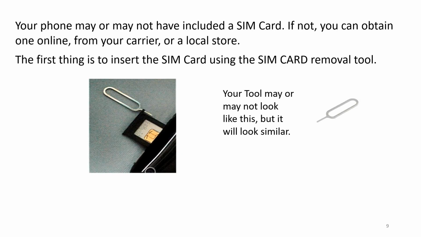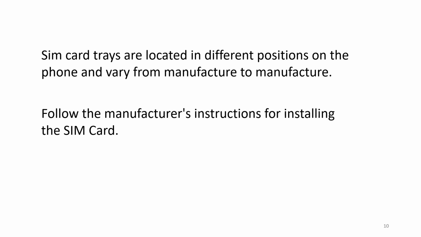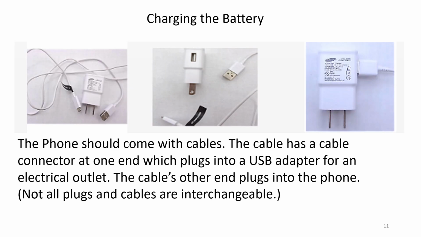Your phone may or may not have included a SIM card. If not, you can obtain one online from your carrier or a local store. The first thing is to insert the SIM card using the SIM card removal tool. Your tool may or may not look like this, but it will look similar. SIM card trays are located in different positions on the phone and vary from manufacturer to manufacturer. Follow the manufacturer's instructions for installing the SIM card.